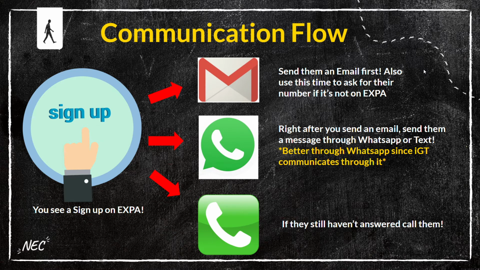Right after you send them an email, you want to send them a message through WhatsApp or text. It's better through WhatsApp since IGT communicates through it, and so you can get used to using WhatsApp. But if they don't answer on WhatsApp, you can also send them a text message. And if they haven't answered, call them.